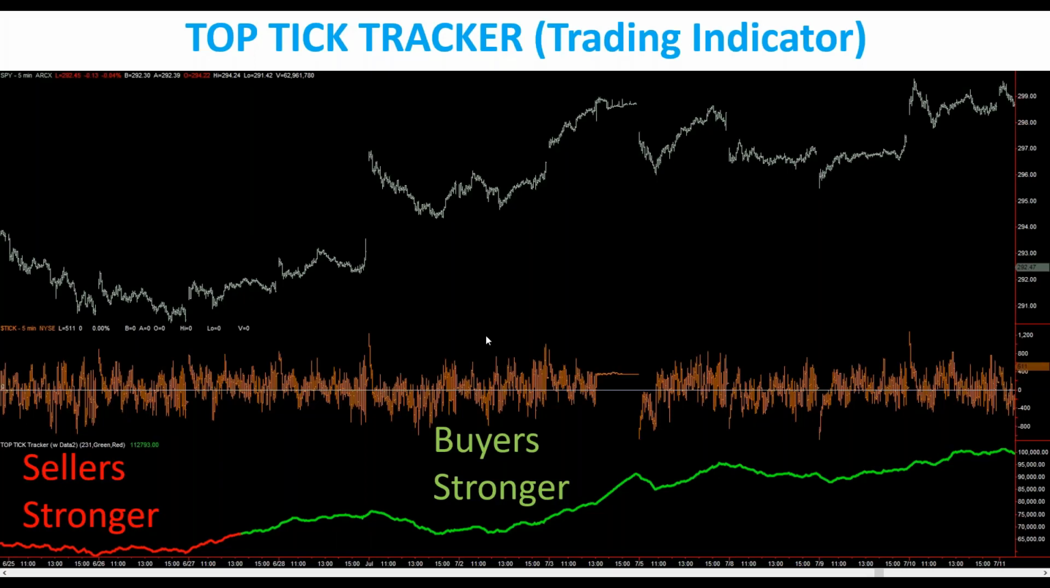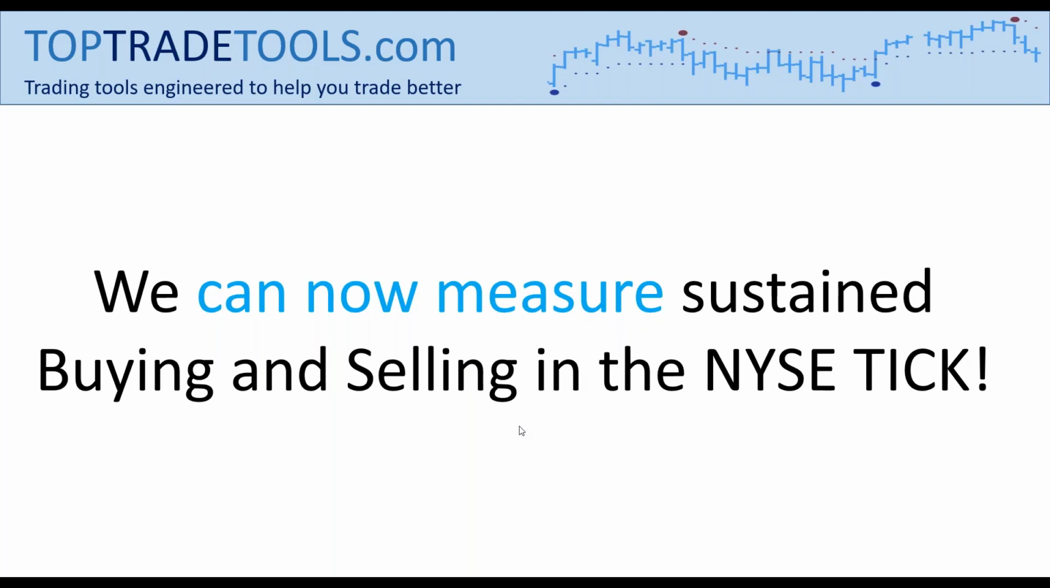So you see here again how to translate that. Super simple. Red means sellers are stronger over a sustained period of time. Green means buyers are stronger. Okay, so this is step number one. This is interesting to me.